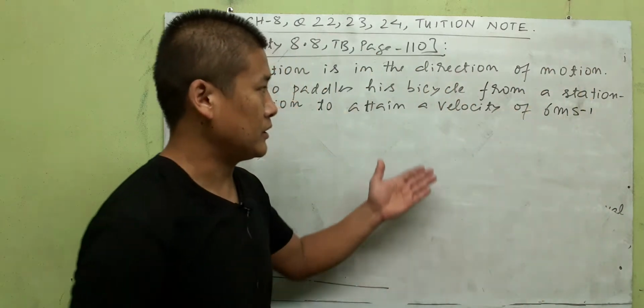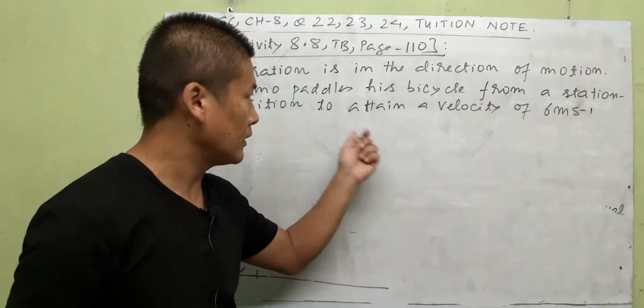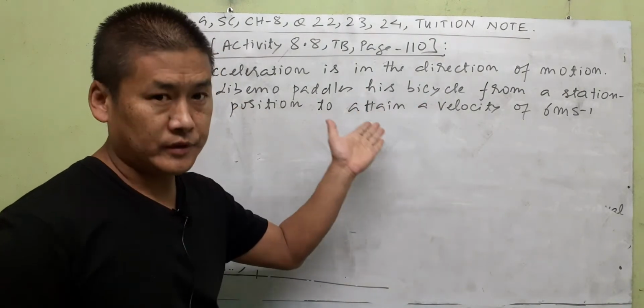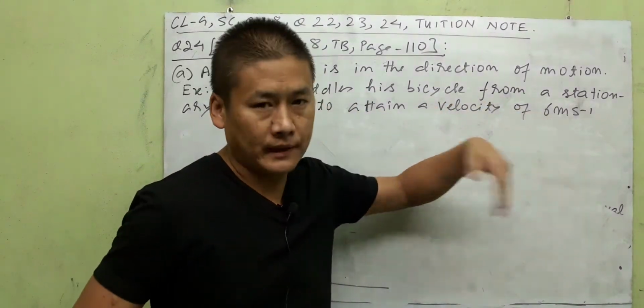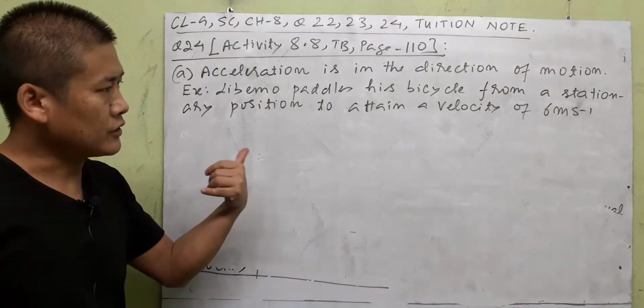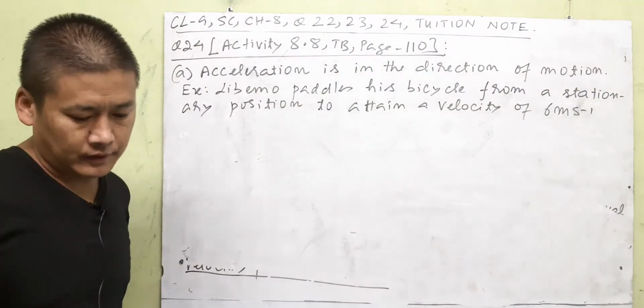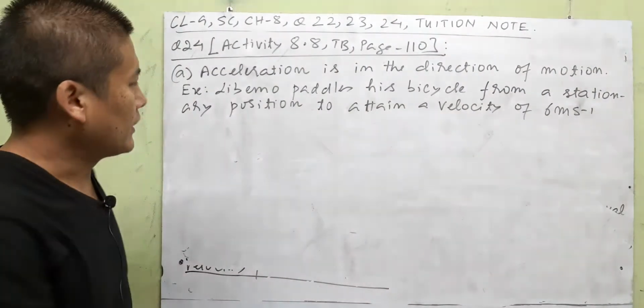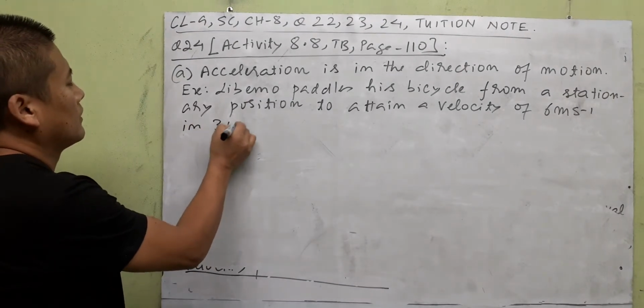So clearly the velocity is changing from not moving, 0 meters per second, from a stationary position, to moving at a high speed by pedaling. So clearly there is a change in velocity. So this is acceleration, right? So in 30 seconds.